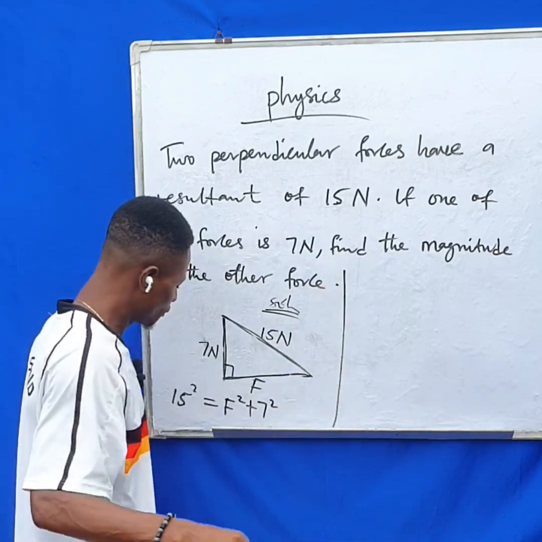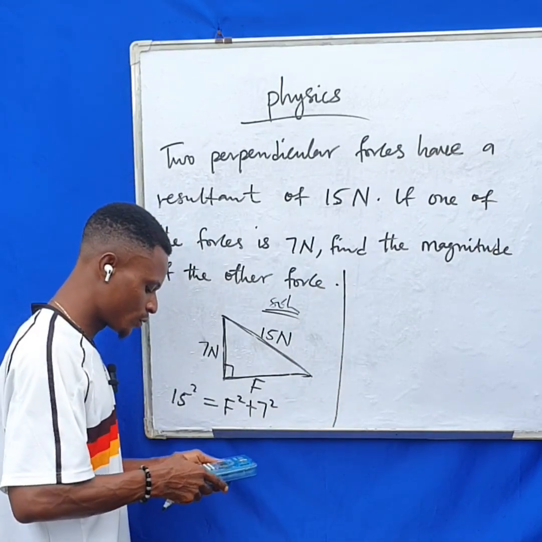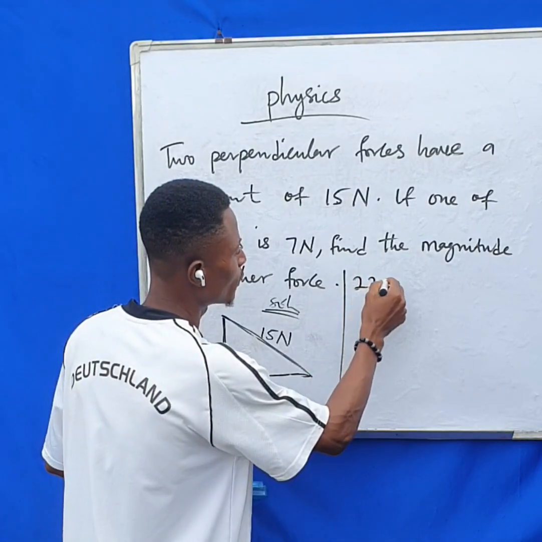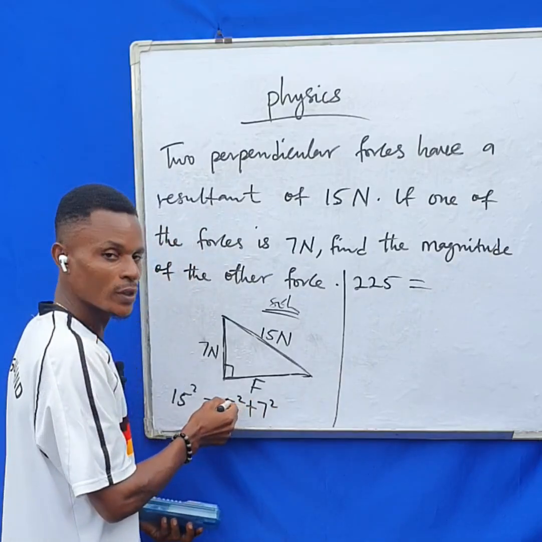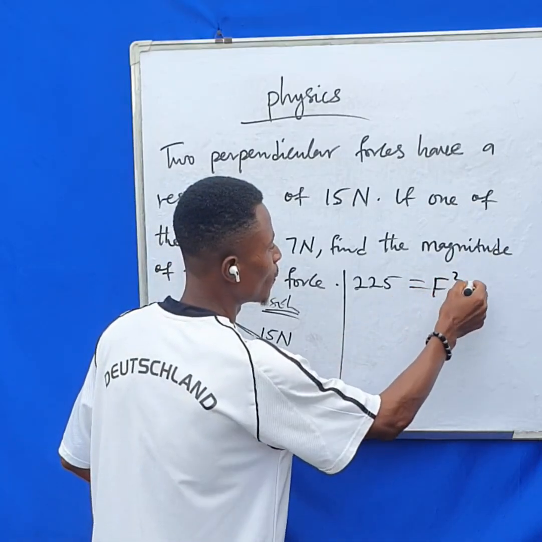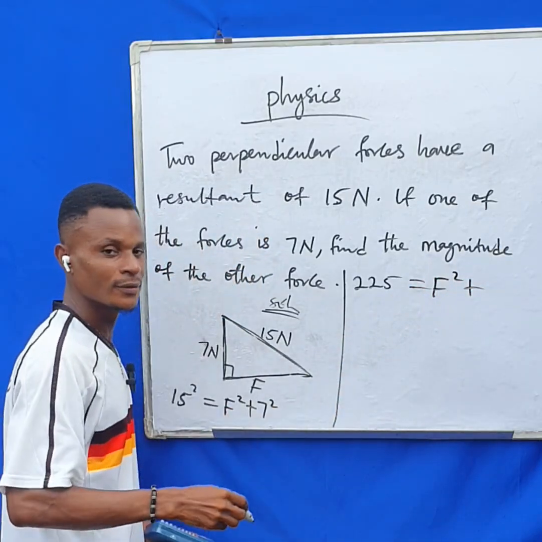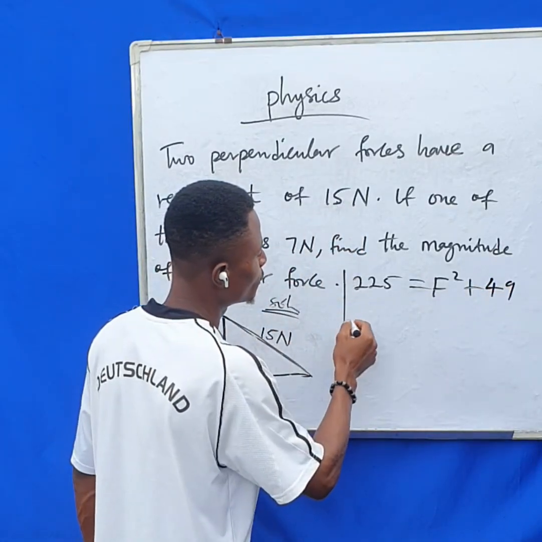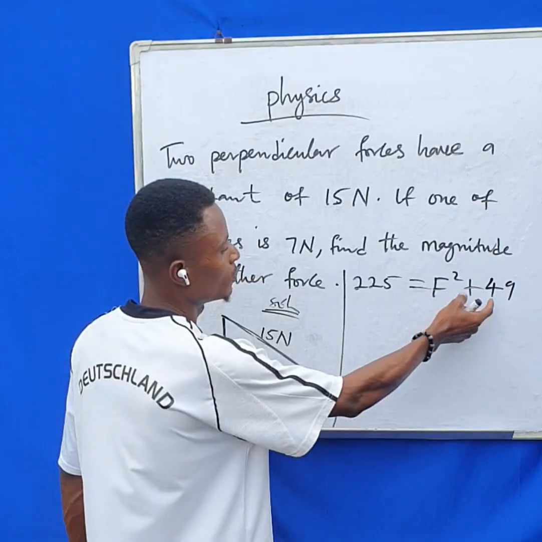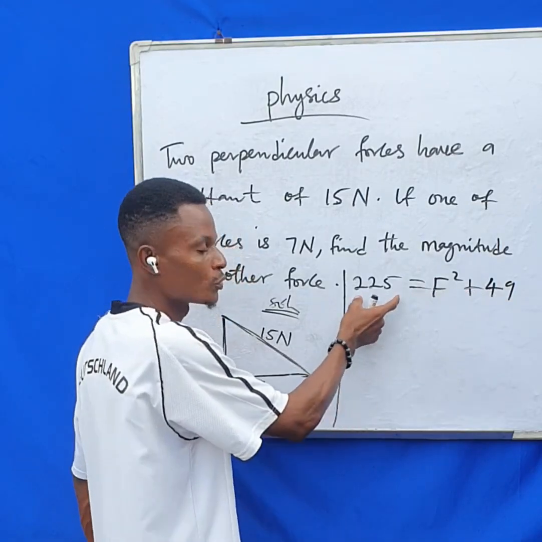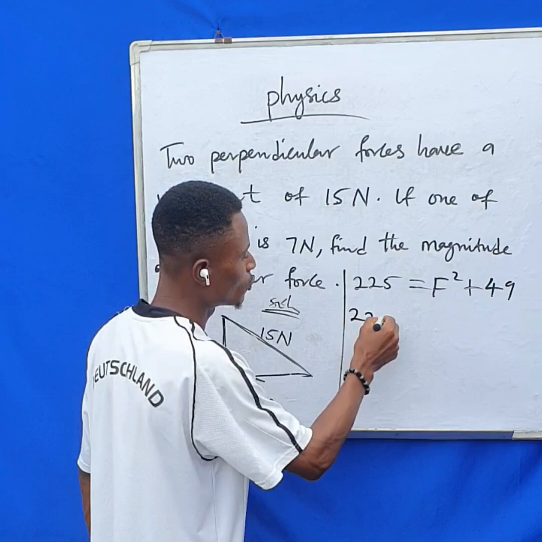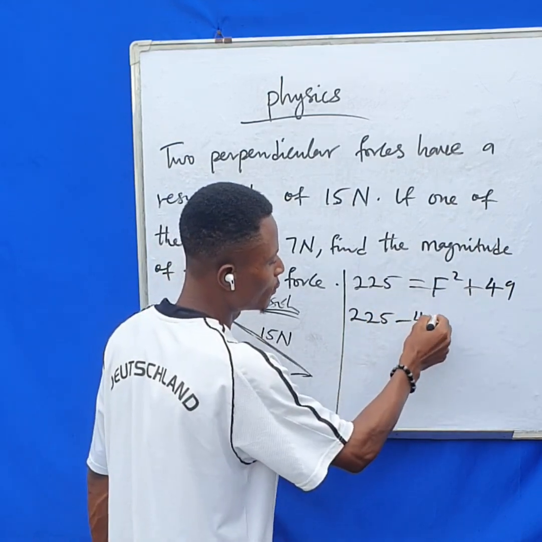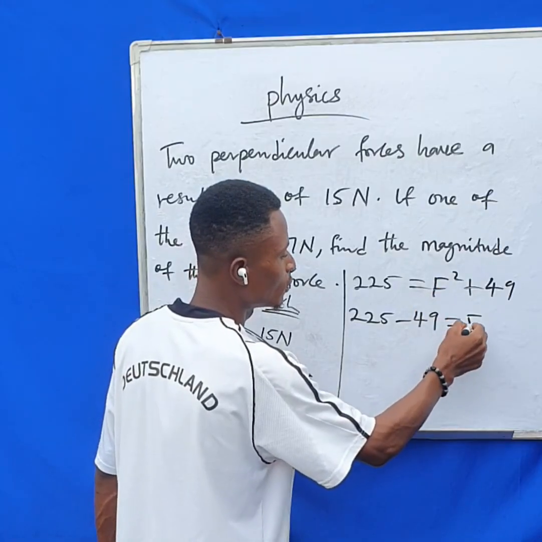Now that will give us 15 squared, that will give us 225, equal to F squared plus 7 squared, which is 49. Here we have 49. And here we have to collect like terms. This one here that doesn't have F, we have to bring to this side. We're going to have 225. If this positive 49 crosses to this side, it becomes negative 49. And everything equal to this F squared.